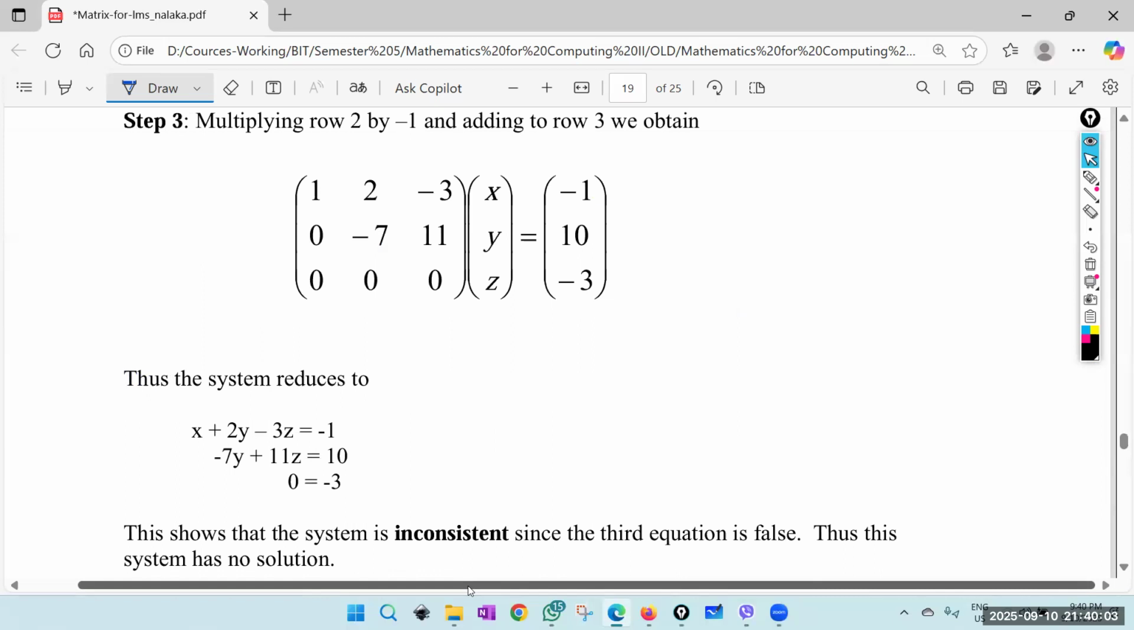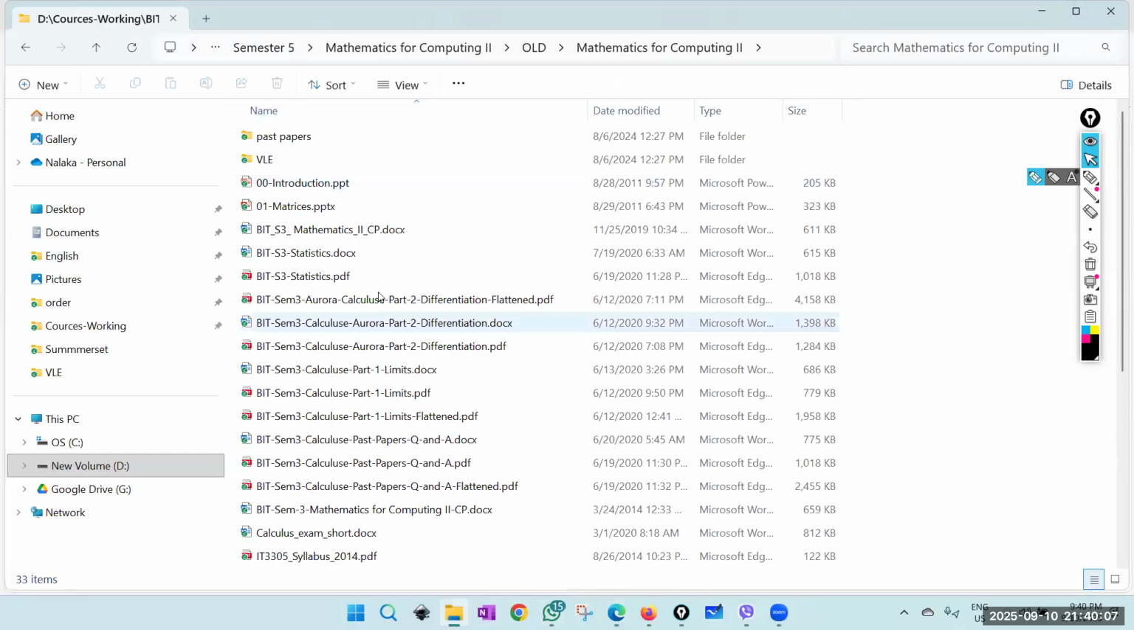So now you go through your note, because this is not your note. This is basically the whole syllabus note.